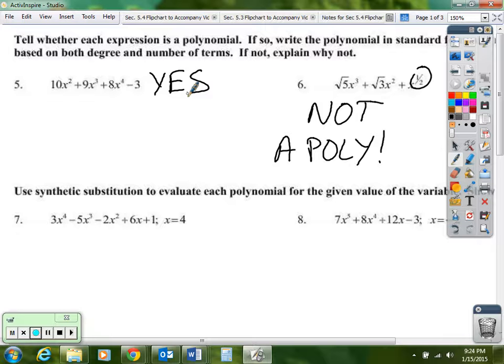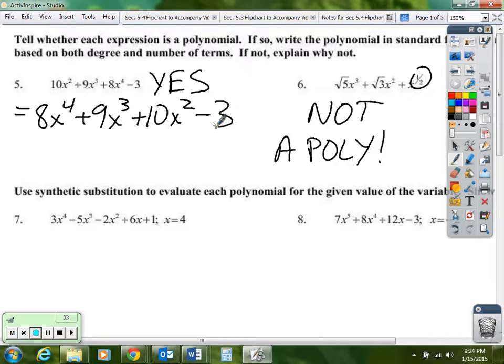We need to go descending degrees, so we will list 8x to the 4th first, 9x cubed second, 10x squared third, and then the minus 3. There is no linear term, so we will not write one. That is in standard form of a polynomial. Naming it by degree and number of terms, we have a quartic, 4-term polynomial.